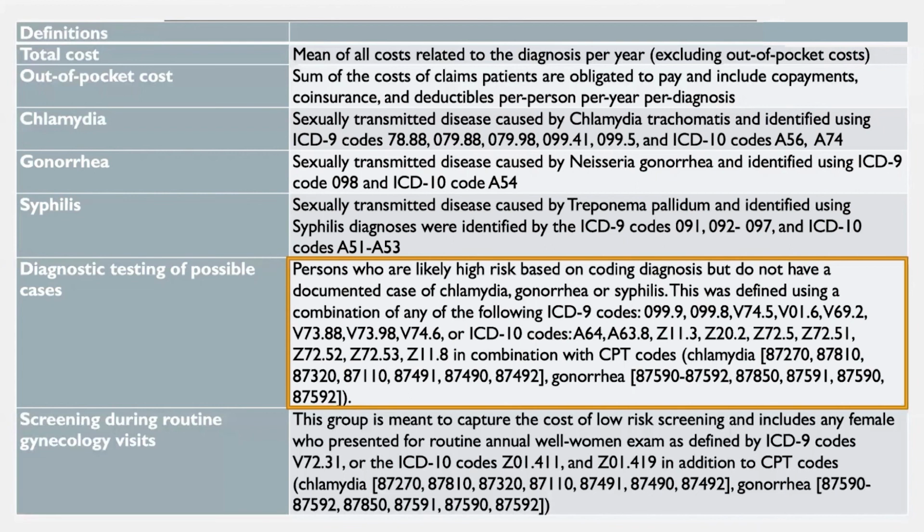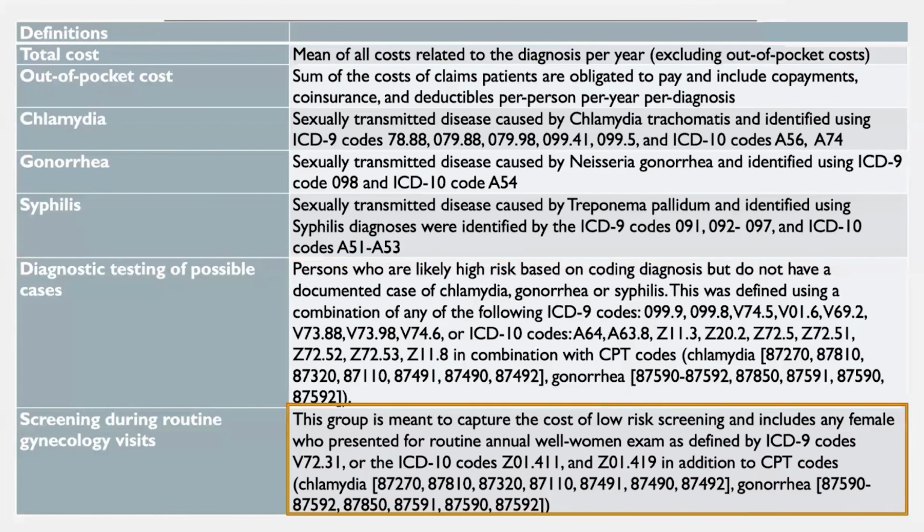So groups that may test positive, most likely test positive, but may test negative, but may test positive and not actually have a diagnosis in the system that year. So this likely would represent one point in time. So maybe your cost per testing once. And then this would be our low risk group, this screening during routine gynecology visits. We know that during well woman exams, STD guidelines say we should have STD screening, and that's what this is meant to capture.